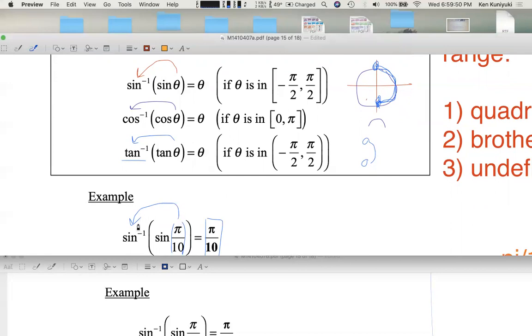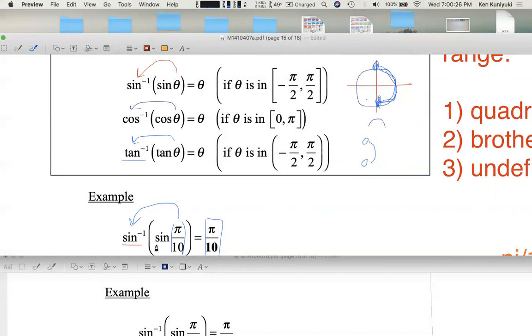Pi over 10 asks this outer function, inverse sine, am I in your range? And by the way, inverse sine and sine are corresponding inverse functions. They're partners. Pi over 10 asks the outer function, inverse sine, am I in your range? Inverse sine says, yes, you're between negative pi over 2 and pi over 2. Well, certainly you're acute. So the acute angles work for all three of these cases. I will spit you out, pi over 10.